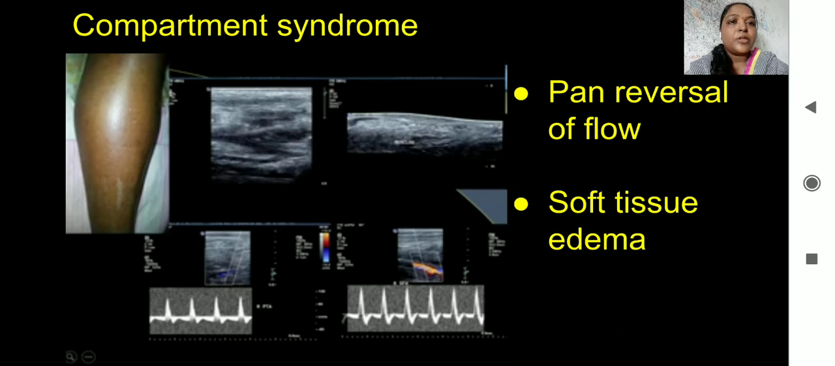Compartment syndrome. In compartment syndrome, you see very gross soft tissue edema with pan reversal of the flow.